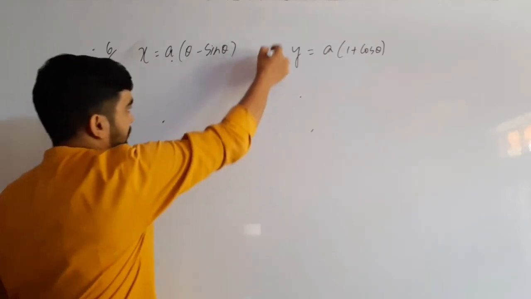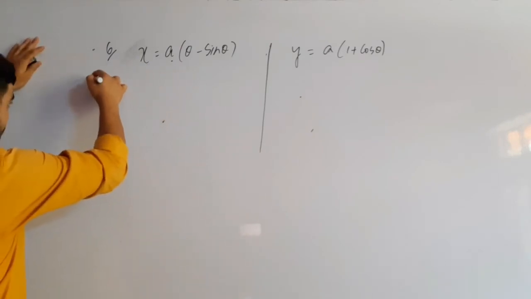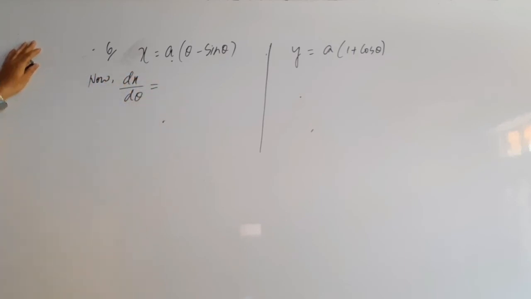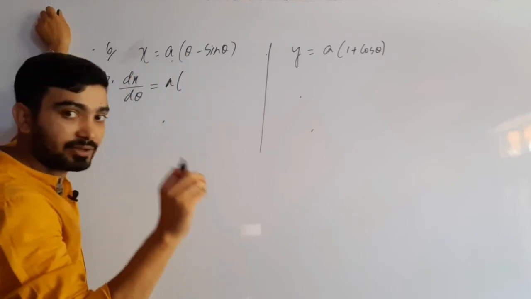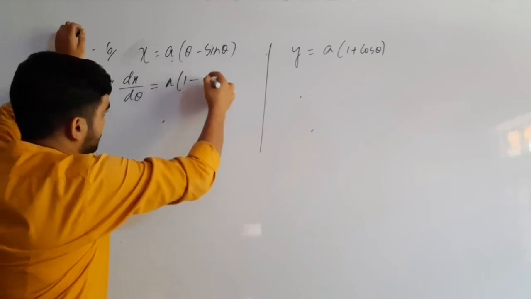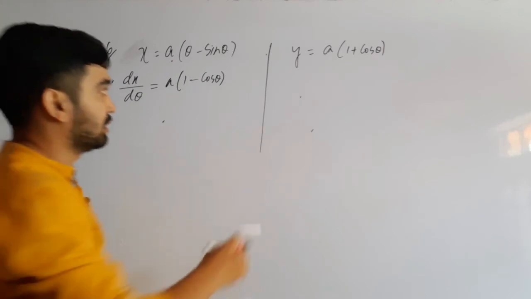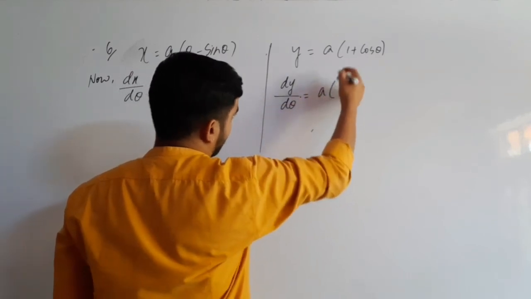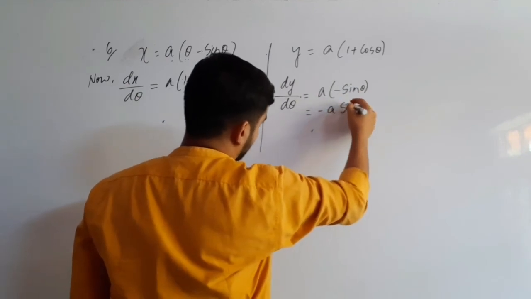So we differentiate with respect to theta. Now dx by d theta: a is a constant term. The derivative of theta is 1, and the derivative of sin theta is cos theta, so dx by d theta is a (1 minus cos theta). Next, dy by d theta: a is a constant term, for 1 it is 0, and for cos theta it is minus sin theta. So it is minus a sin theta.